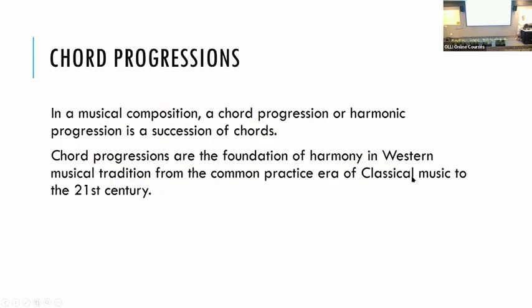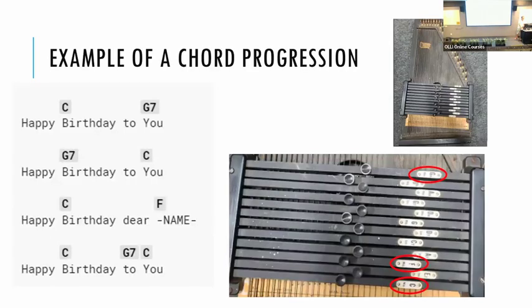All right, chord progressions. In a musical composition, a chord progression or harmonic progression is a succession of chords. Chord progressions are the foundation of harmony in Western music from the common practice era of the classical music to the 21st century. So here's the auto harp again, and those chords above Happy Birthday there tell you which buttons to push when.